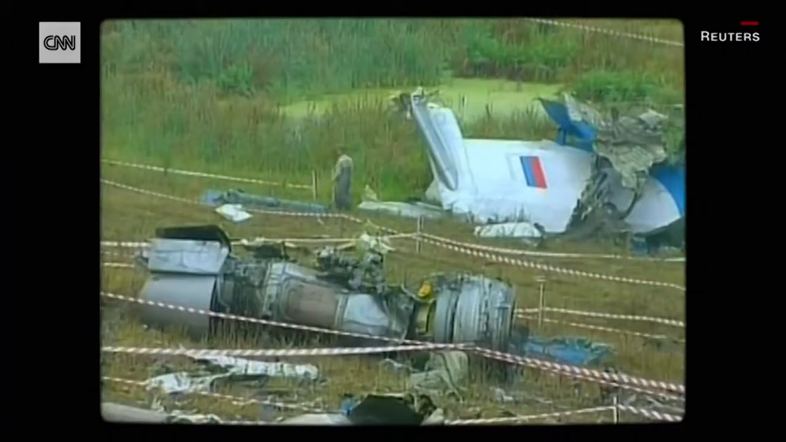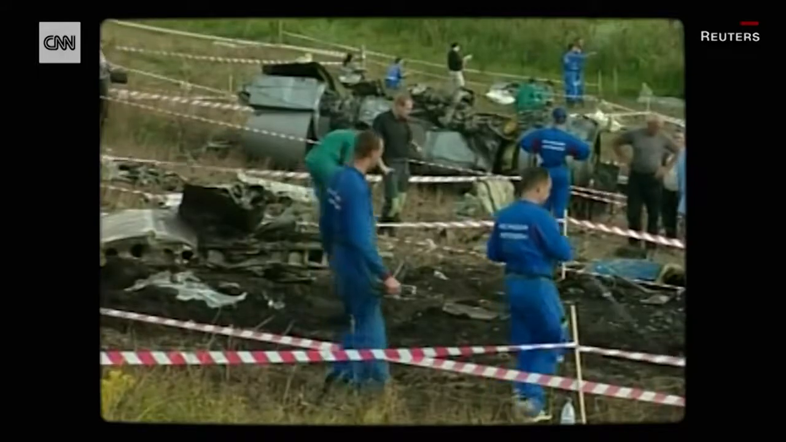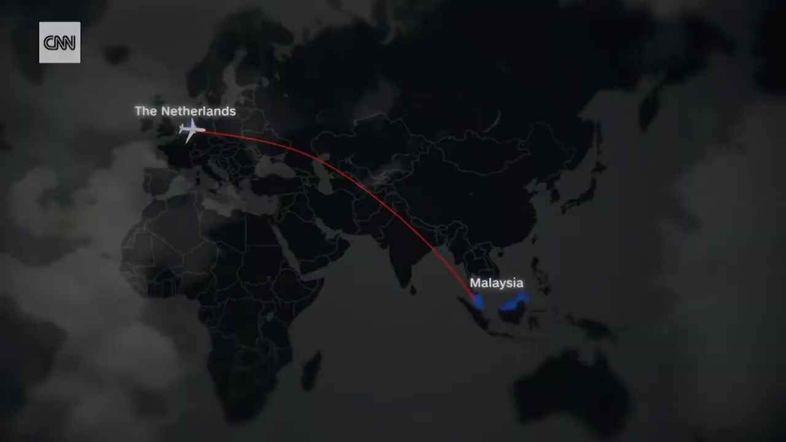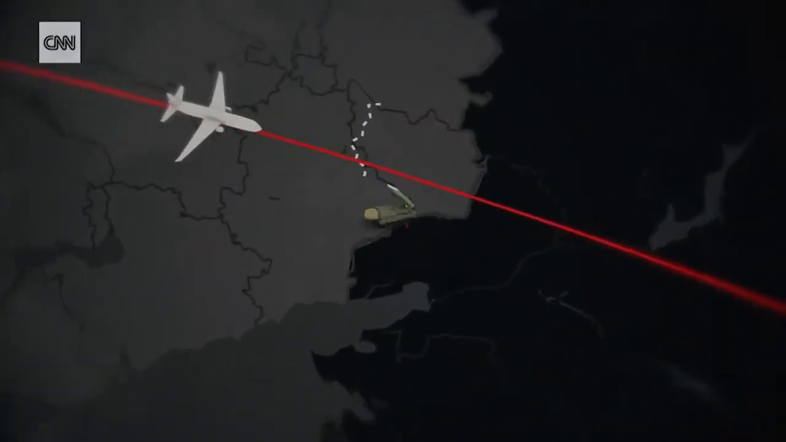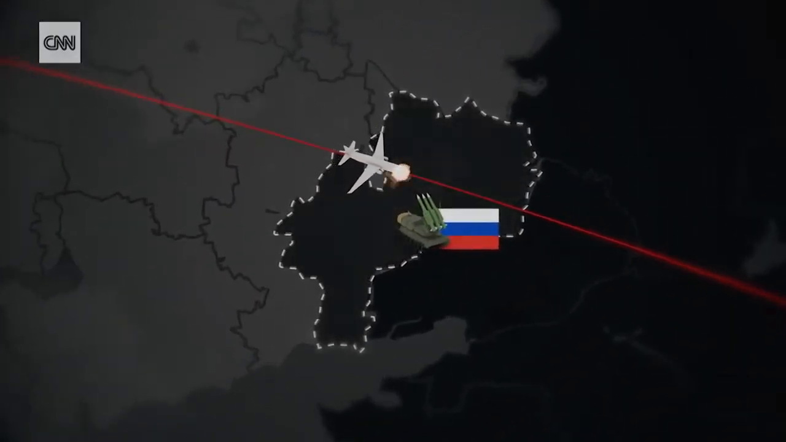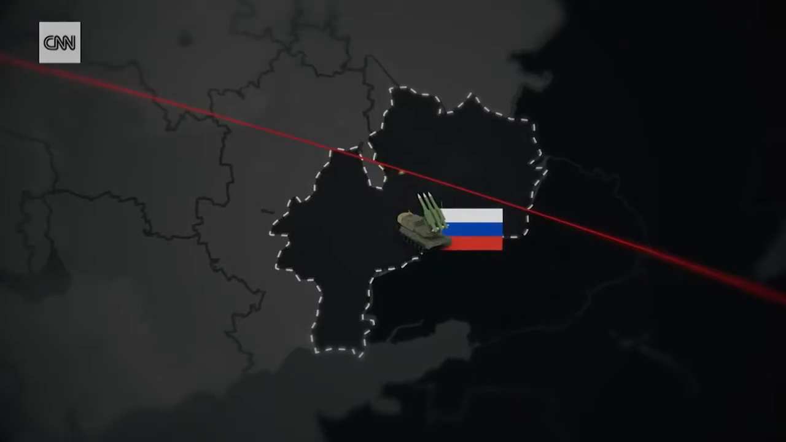In the midst of this fighting, a commercial airliner is shot out of the sky over Europe. 298 people die, including dozens of children. A Dutch-led investigation later determines that, despite persistent claims to the contrary, it was a Russian missile fired from Russian-controlled territory that shot it down.